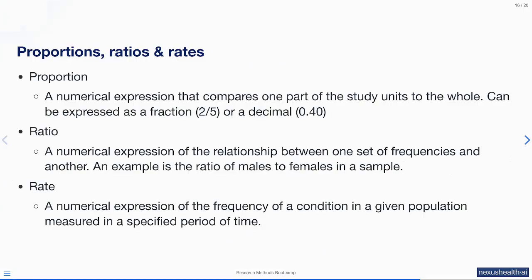What is a proportion? It's a numerical expression that compares one part of the study unit to the whole. It can be expressed as a fraction, for example, 2/5, or it could be expressed as a decimal, 0.4. The ratio is a numerical expression of the relationship between one set of frequencies and another. An example is the ratio of males to females in a sample. The rate is a numerical expression of the frequency of a condition in a given population measured in a specified period of time.